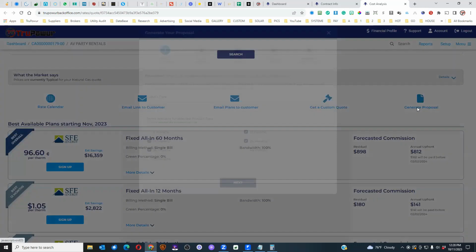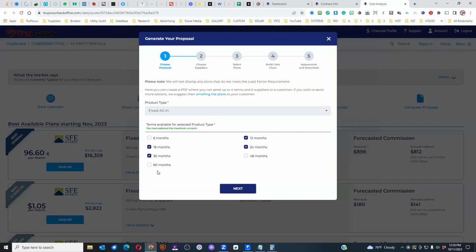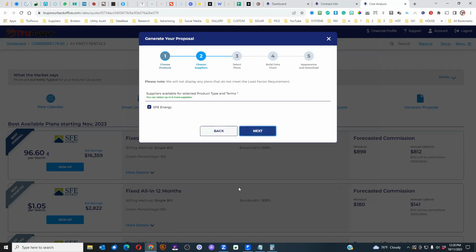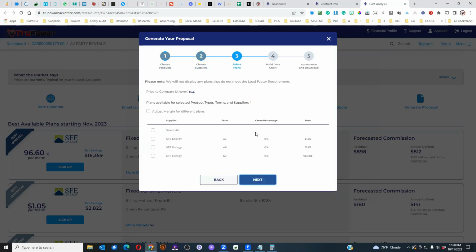So the first thing that we want to do is generate the proposal. And I always like to make sure that I've got 3 variables in there. And so I'm going to use 60, 48, and 36 months for fixed all in. Hit next, and select. Now, you do have the ability to change the margins on different contracts.